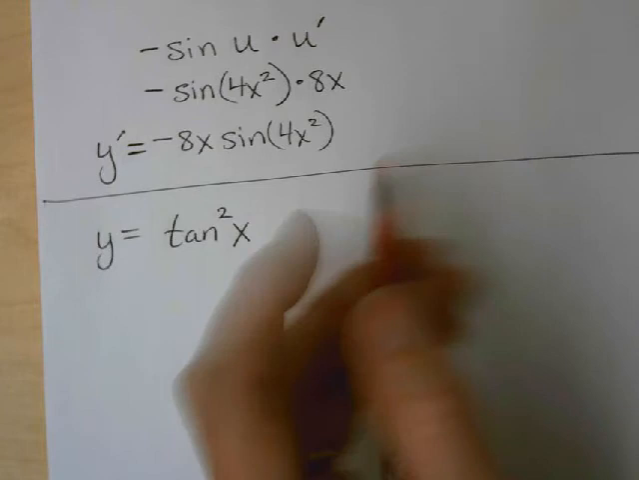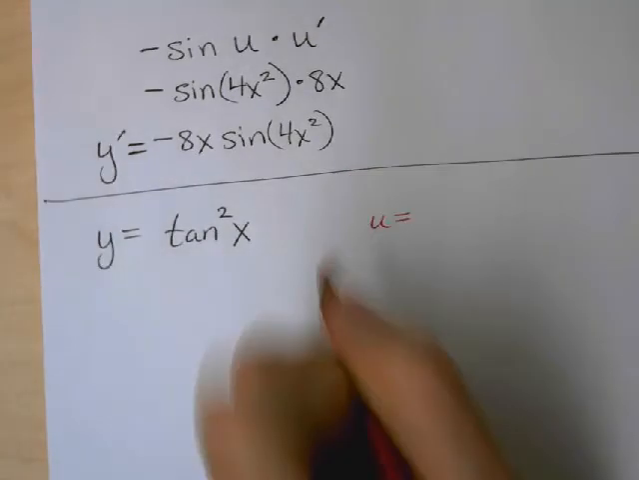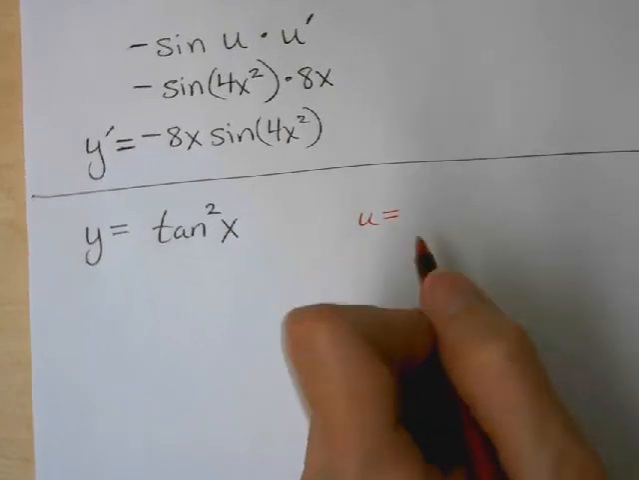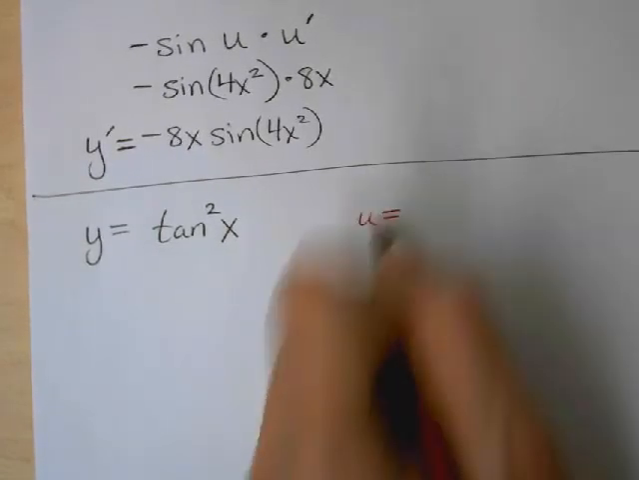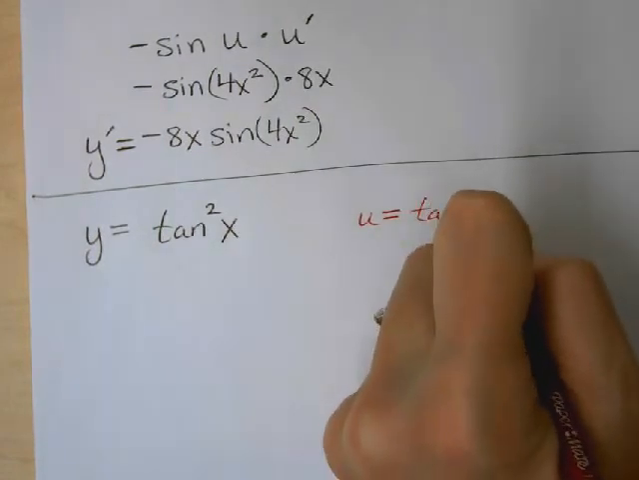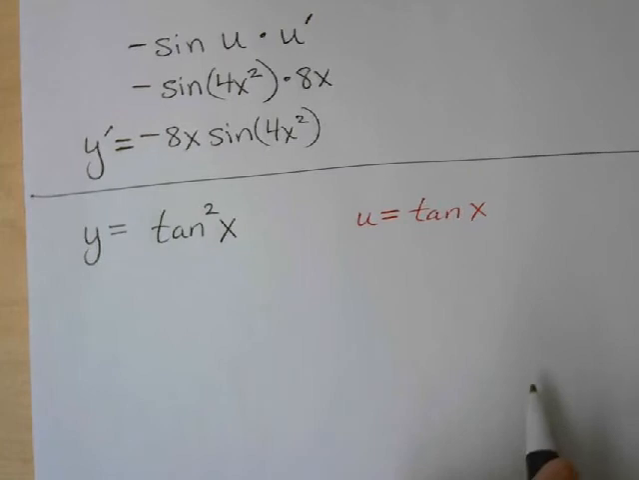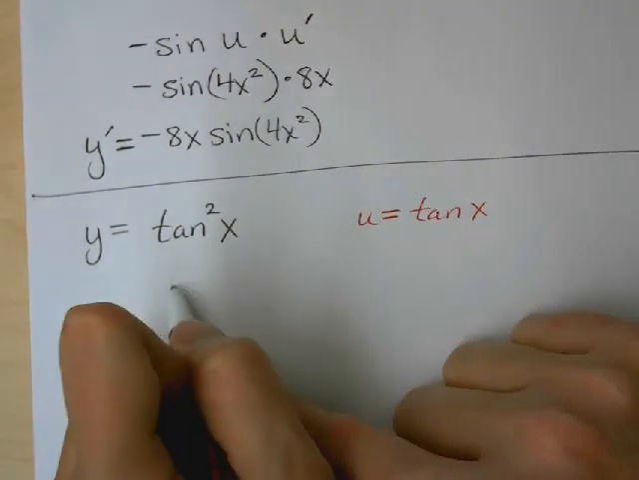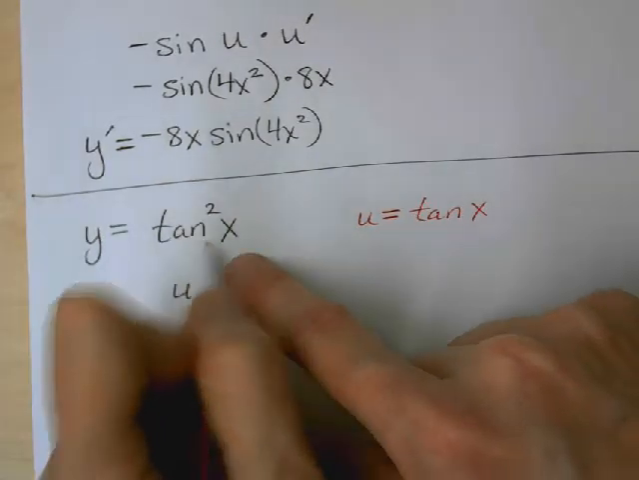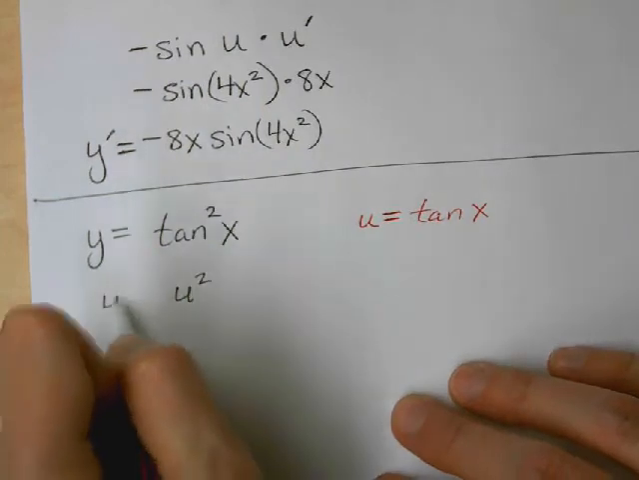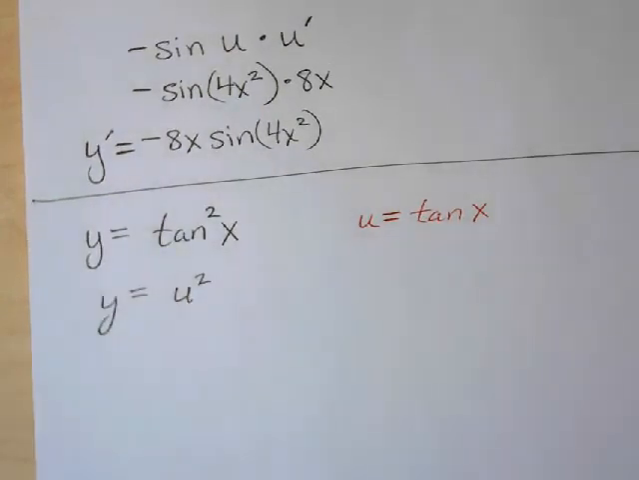What do you think u is this time? x? No. Closer, but not quite. What about u just being tangent? Because isn't it just like something squared? Could you just think of the tangent as the u, so it's just like tangent squared, like something squared, u squared? See, this is kind of weird to think about, isn't it? You have to decide what u equals.